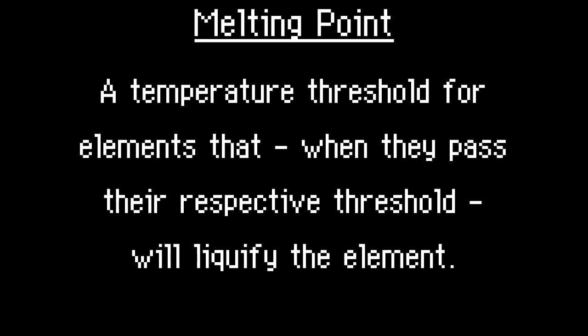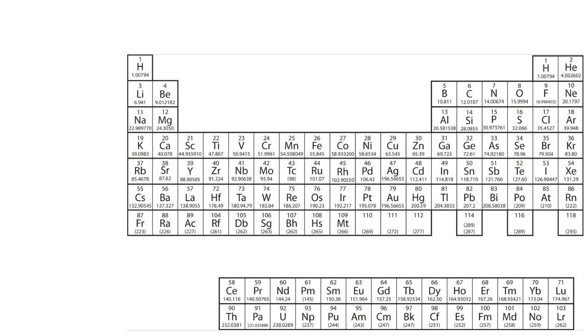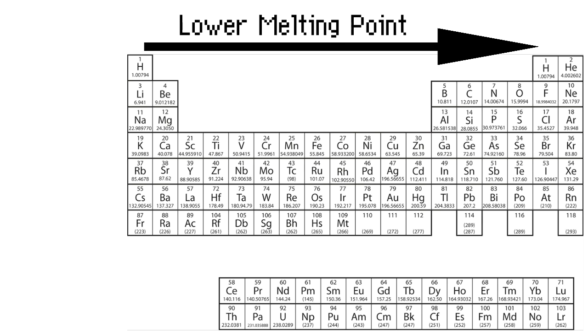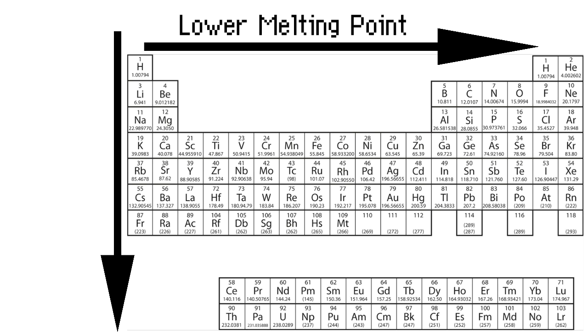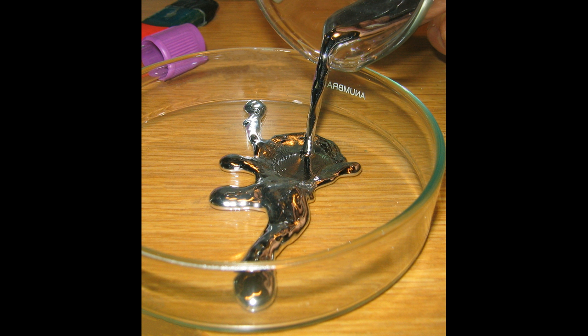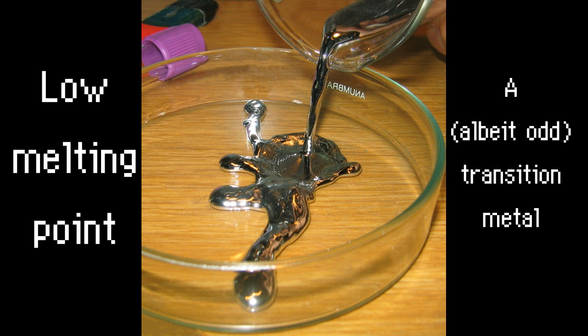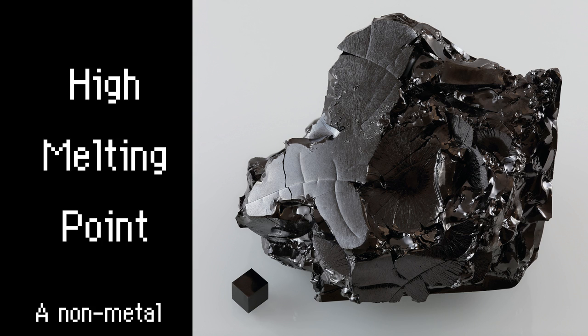Melting point is a threshold that when elements pass that temperature, they will liquefy. Generally, the melting point lowers as it goes more right on the periodic table. However, as it goes downwards, there is no trend though. Notice how I said generally earlier on? That's because there are a few exceptions, such as mercury and carbon. Mercury having a really low melting point, and carbon having a very high melting point.